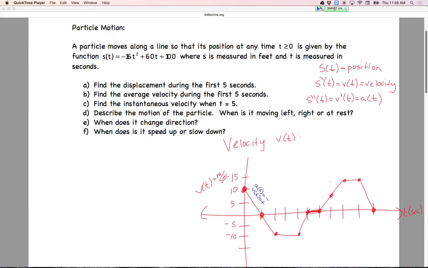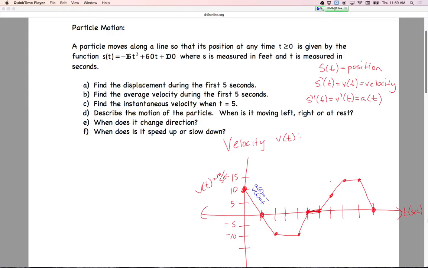In fact, I can tell from 0 to 2, the acceleration is what? From 2 to 4, what's the acceleration? 0. From 4 to 5, what's the acceleration? From 5 to 6, what's the acceleration? From 6 to 8, what's the acceleration? From 8 to 9, what's the acceleration? And from 9 to 10, what's the acceleration? So when you look at slopes of velocity, you're actually looking at acceleration.